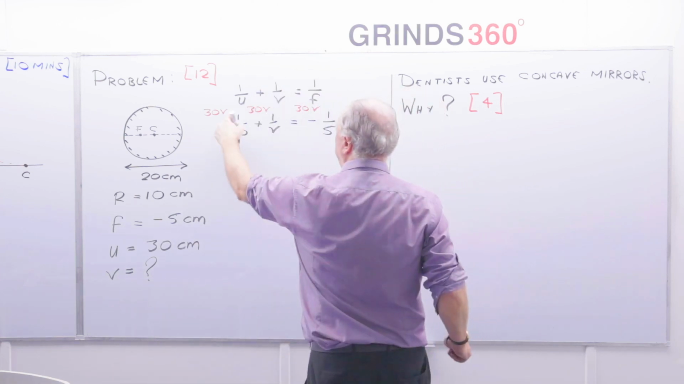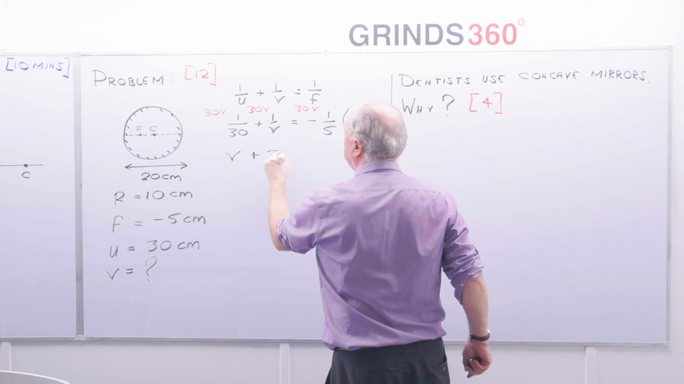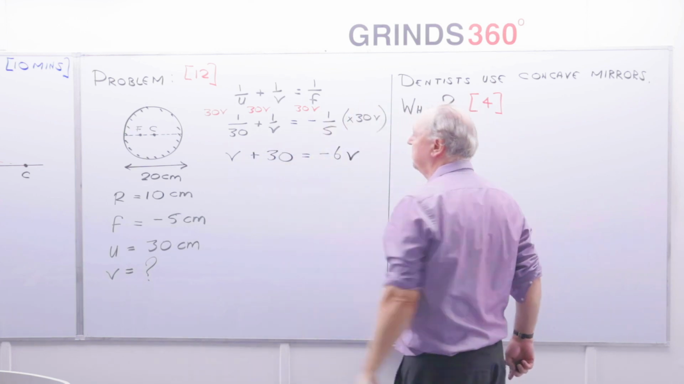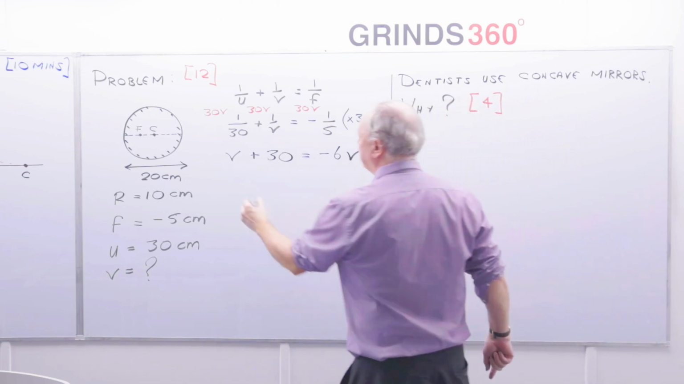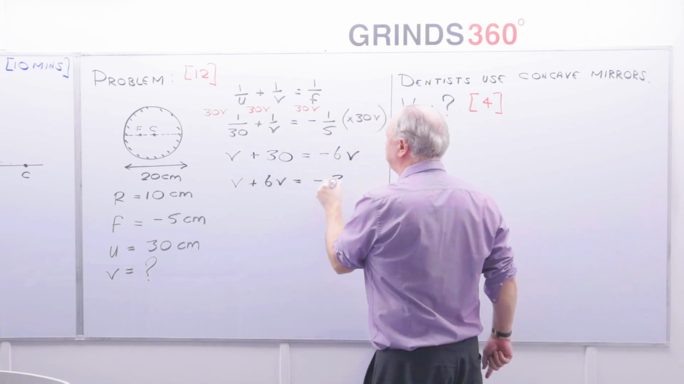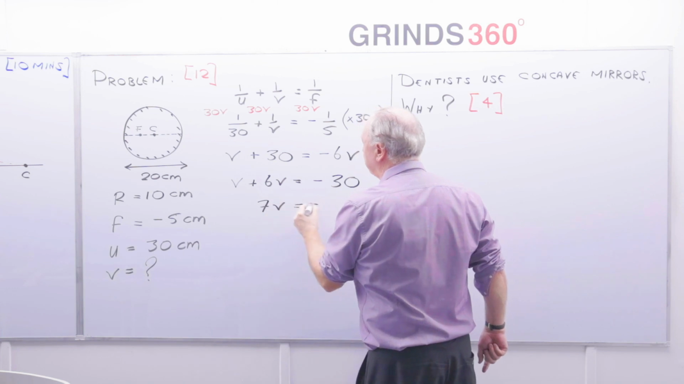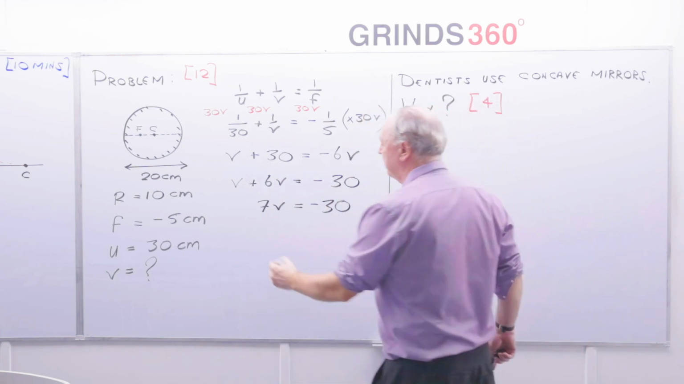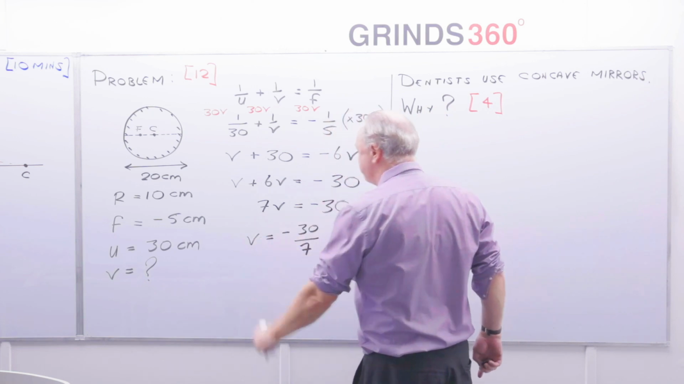So 30V over 30 is V, 30V over V is 30, that's equal to minus 6V. Bring my V's to the left-hand side, so I'm going to get V plus 6V, and jump the number the other way, minus 30. 1V plus 6V is 7V, is minus 30. And therefore V, the image distance, is minus 30 over 7.